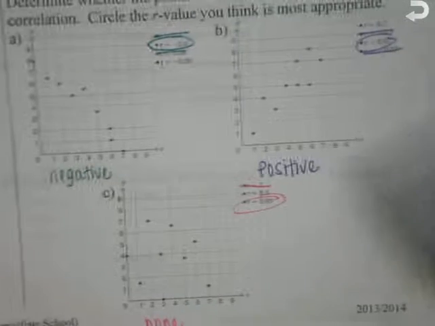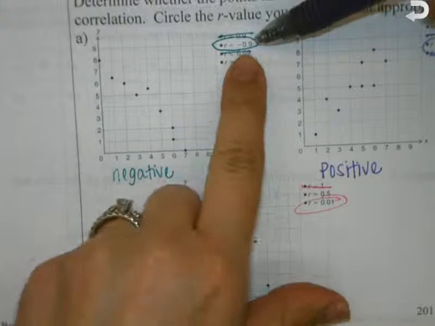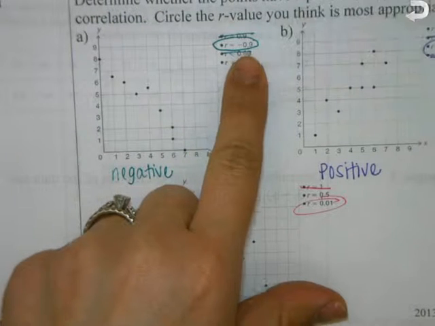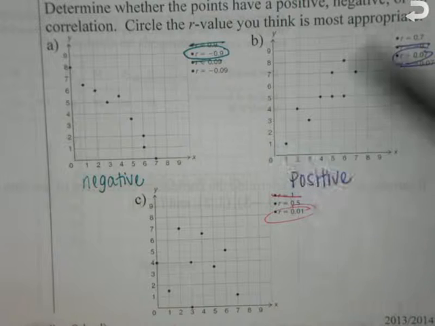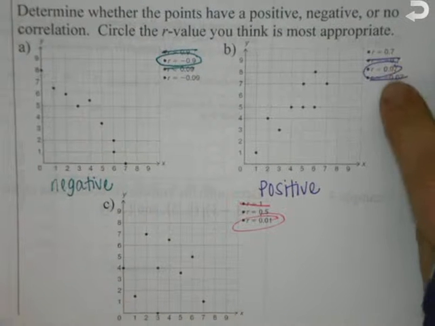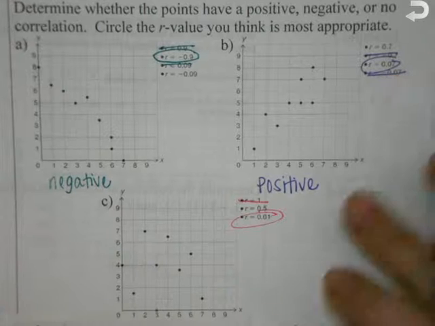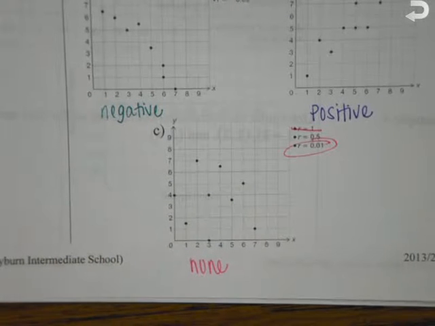So in number A, because it was all pretty tight, we decided that the correlation coefficient had to be -0.9. In B, it was making a positive slope, but the data wasn't super close together, so we decided that it had to be 0.07. And then in C, they didn't make any kind of line at all, so there was no correlation.